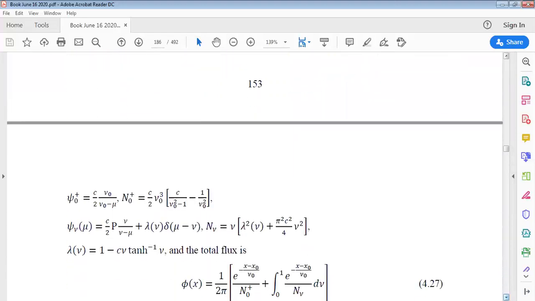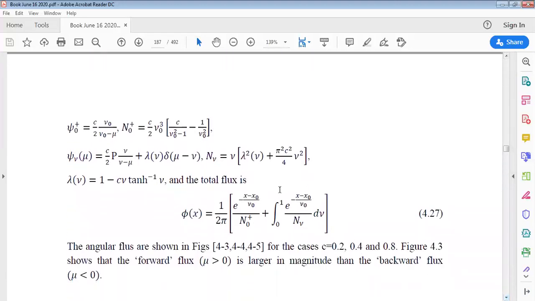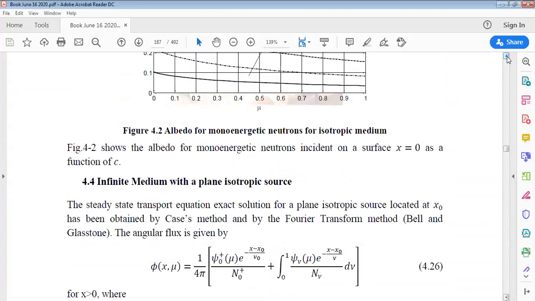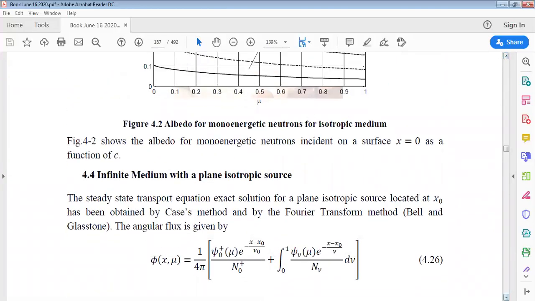On the right side, you've got this expression, and generally you've got this expression. This is the principal value. This is complex integration, so you go around the singularity. And so finally you get the flux as a function of x. So phi of x is this expression over here. This is an exact solution for a semi-infinite medium with a planar source. Okay, so plane isotropic source.